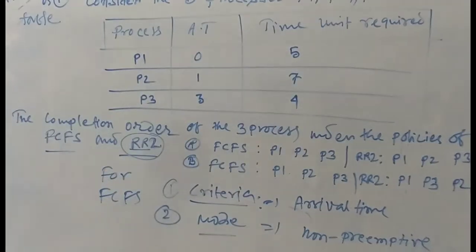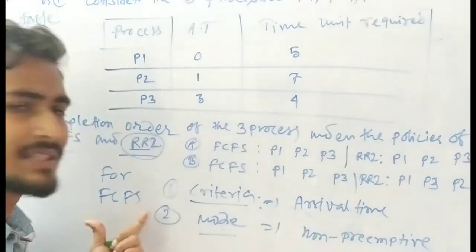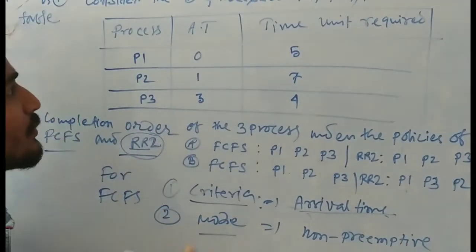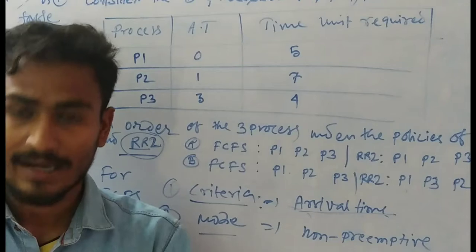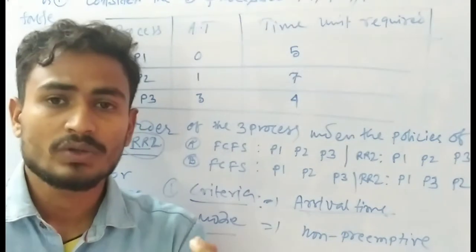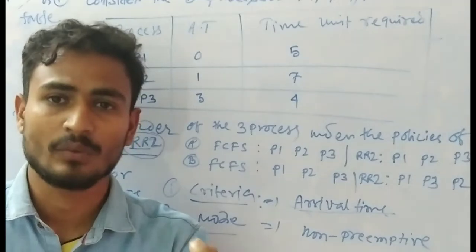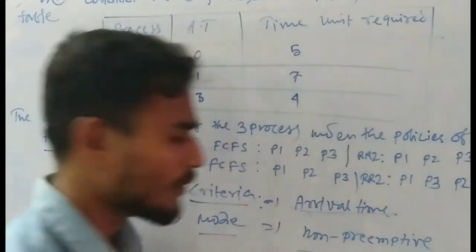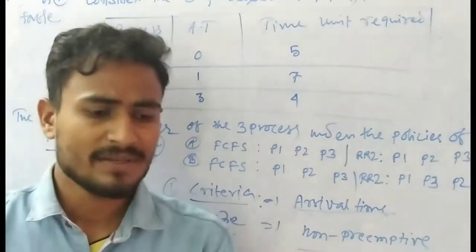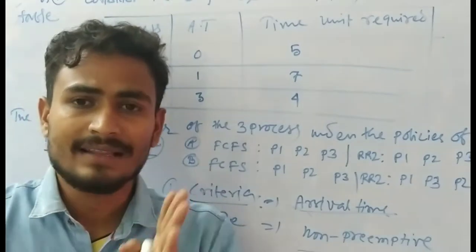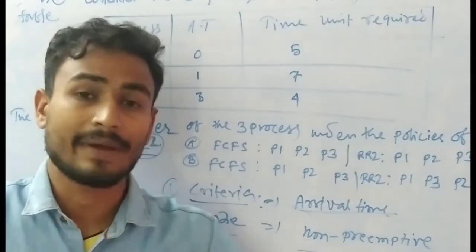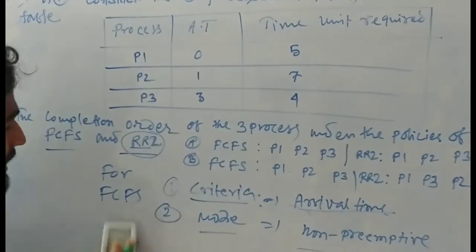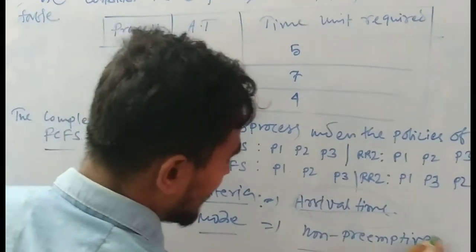So this is actually important. What is the criteria of the FCFS algorithm? Arrival time. We assume that with respect to arrival time, whose arrival time is less, that process will participate first. And the mode is non-preemptive. Sir, what is the meaning of non-preemptive? That means once a process starts executing, it runs until it finishes, and no chance is given to another process. So the criteria of FCFS is arrival time and it is non-preemptive.